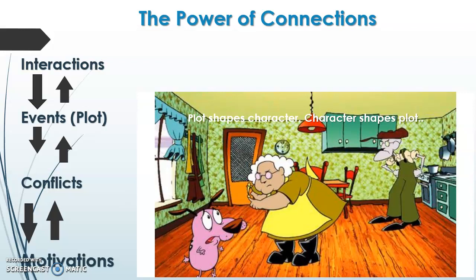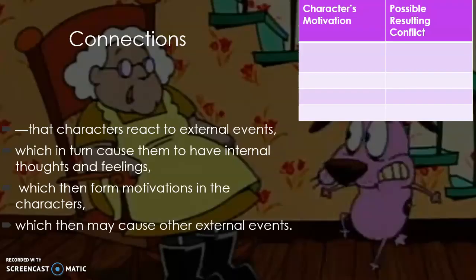The plot shapes the characters, and the characters shape the plot. The plot shapes characters, and characters shape plot. So all of these things are connected. The interactions, the events, the conflicts, the motivation. The motivation can influence the conflict. Conflict can create an event. Interactions can create an event. Interactions can be created by motivation. All right. So you got to look at connections.